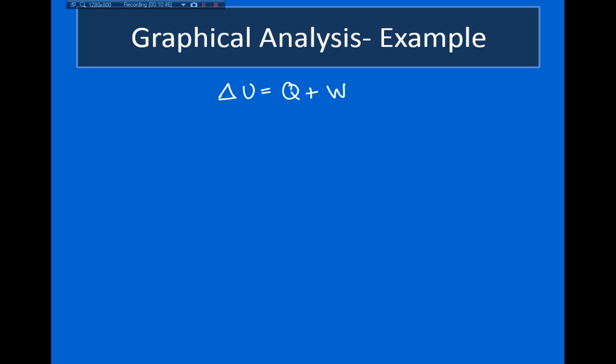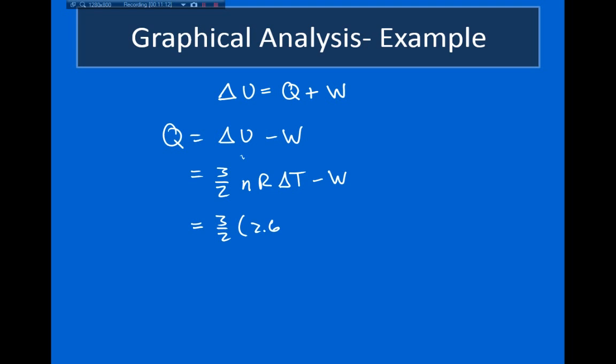So if I solve for Q, I see that Q is going to be equal to the change in the internal energy minus the work that is done on the system. And because we have a monatomic ideal gas, the change in the internal energy is just 3/2 nR delta T. So we have 3/2. The number of moles that we had was 2.6 moles. The ideal gas constant, remember, is 8.31. The change in temperature, well, the final temperature is 790 Kelvin. The initial temperature was 158 Kelvin.